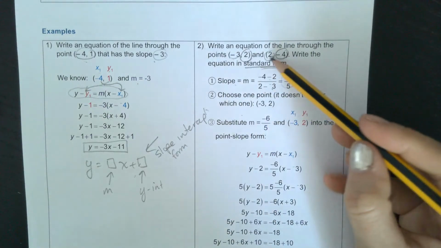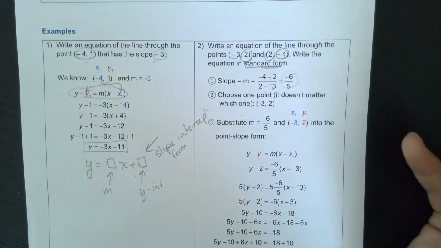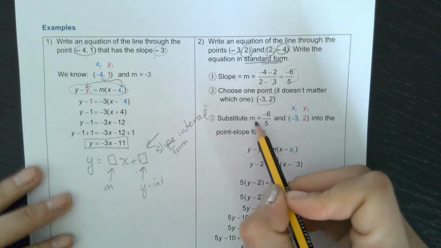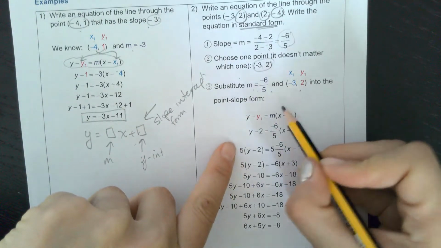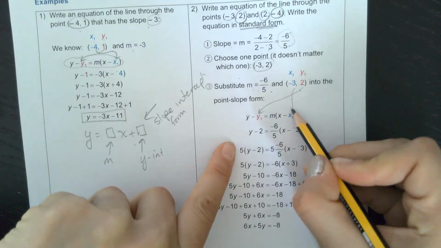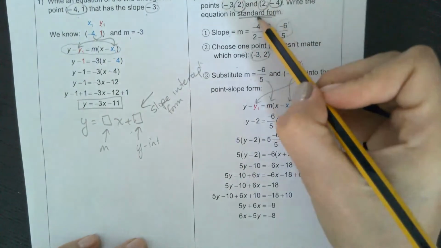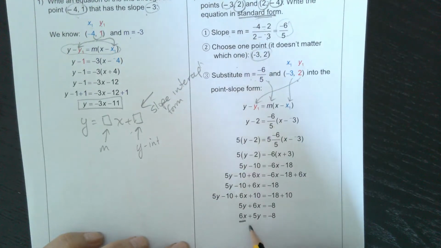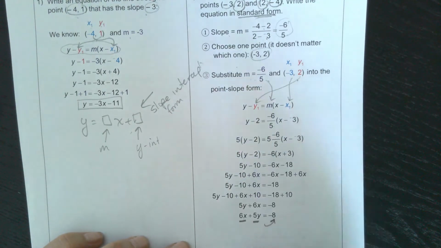Then you choose one of the points. It doesn't matter which point you choose, and you choose the one that looks easier for you. I have my slope and my point, and then you just substitute your point in and put your slope in. Remember, when it says it has to be in standard form at the end, you move everything around. The x term comes first, the y term comes after, and then the constant term, just the number, is on the other side by itself.